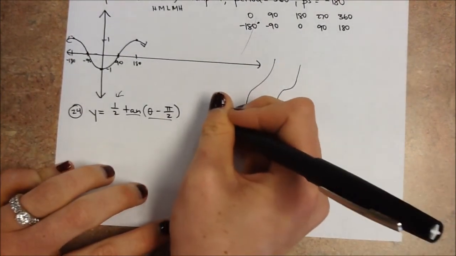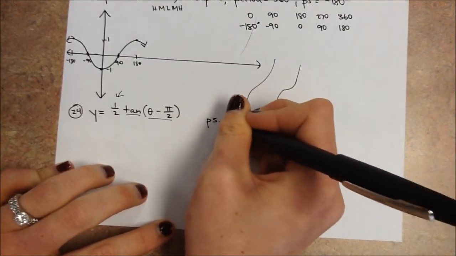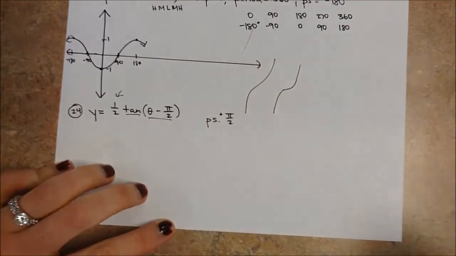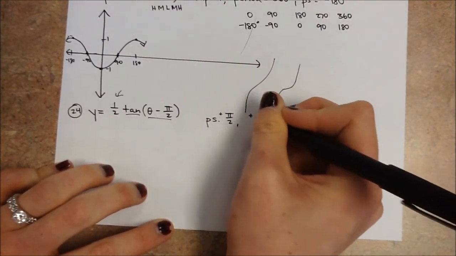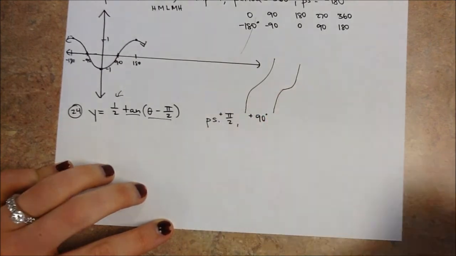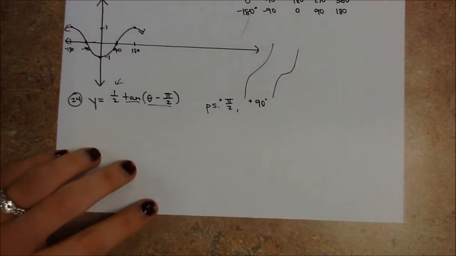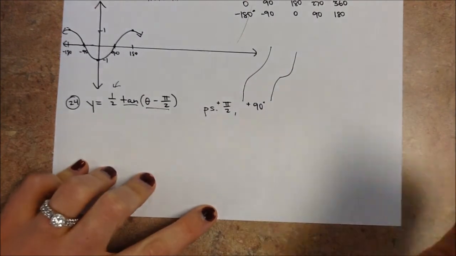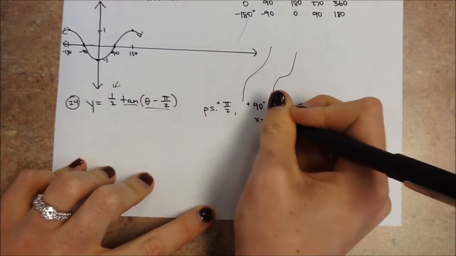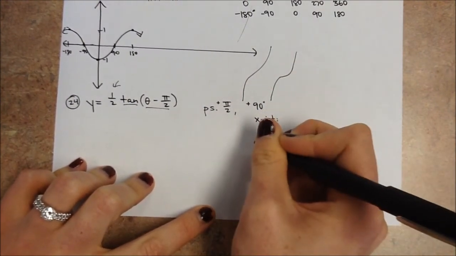So our phase shift is going to be positive pi over 2. We're going pi over 2 to the right. If you consult your unit circle, or if you just have it memorized, you will know that pi over 2 is the same as 90 degrees, so it's going to go 90 degrees to the right. Okay, so let me write down a couple of things about tangent. There are two things that are very important. We've got the x-intercepts, and we've got the asymptotes.